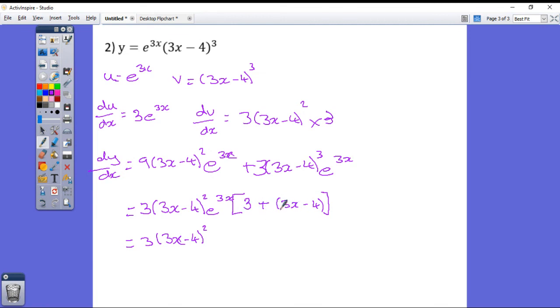So actually my square bracket, I've got a 9x, 3 plus the minus 4 will be minus 1. So that's my square bracket. I'll put the e to the 3x back in. So that would be my full answer. Possibly these brackets might be in a different order, but that is the answer that you will want.